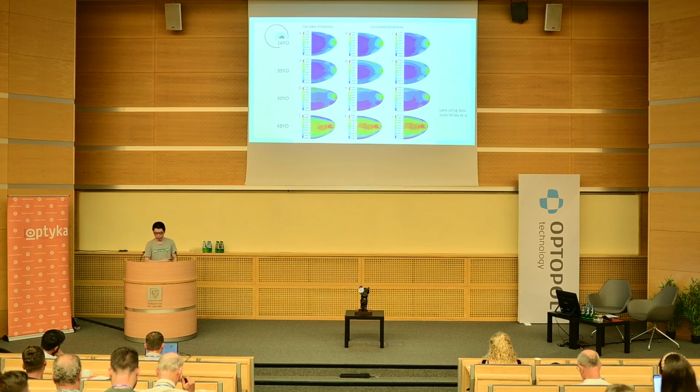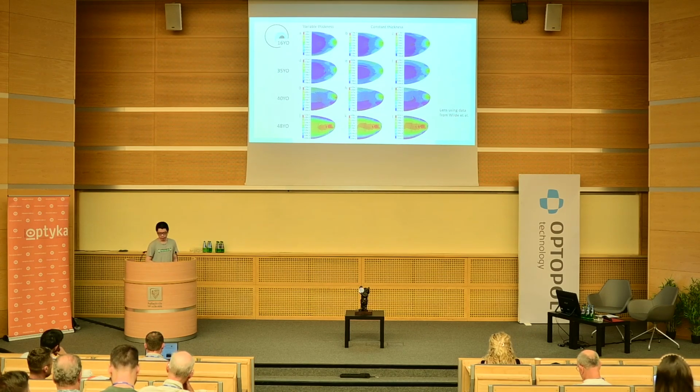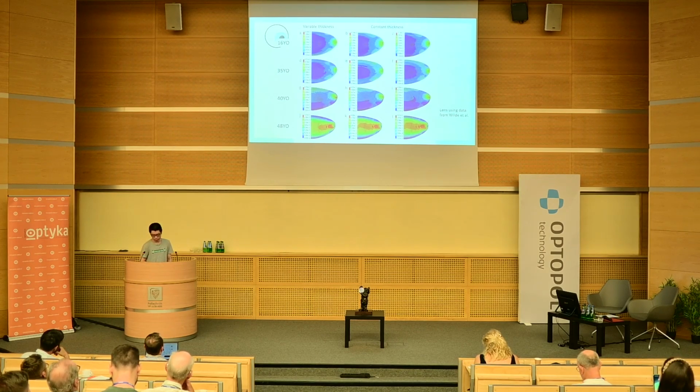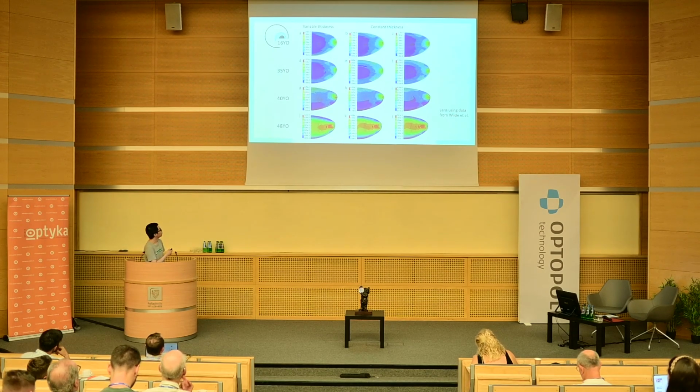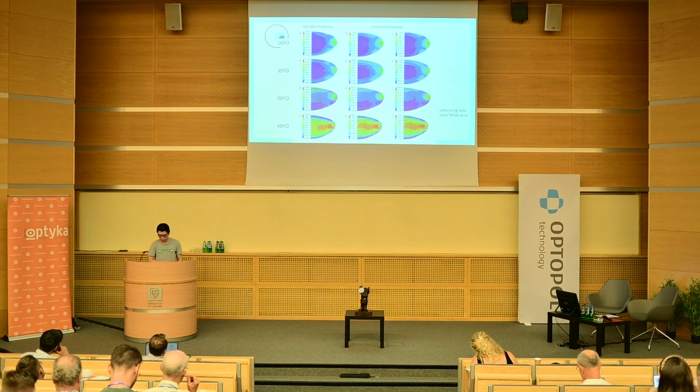So this is the result using the data from the Wiley law. In the 16 and 48-year-old models, the stress in the variable thickness capsule is higher than in the uniform thickness capsule, but the difference is not significant. In the 35 and 40-year-old models, the variable thickness capsule has a lower stress, and it's more obvious in the 40-year-old lens.